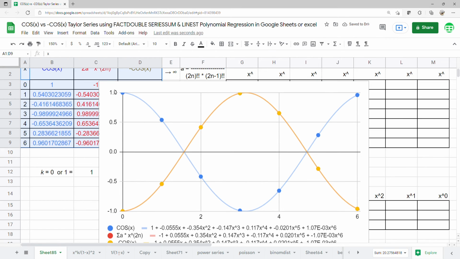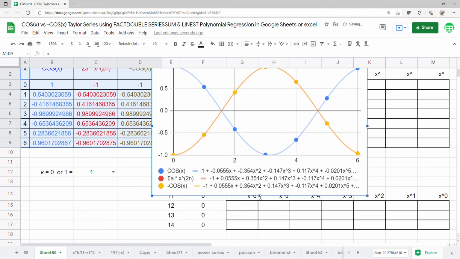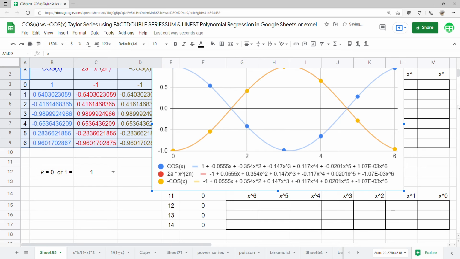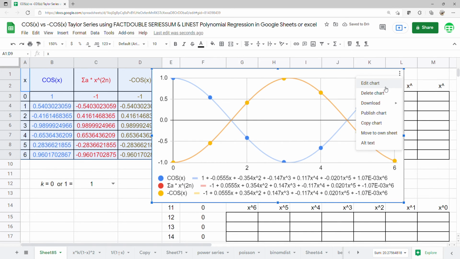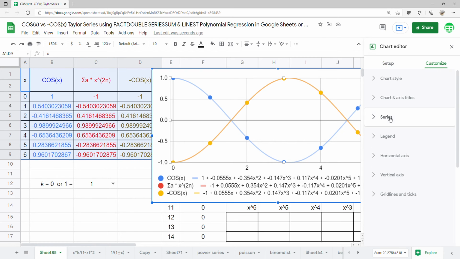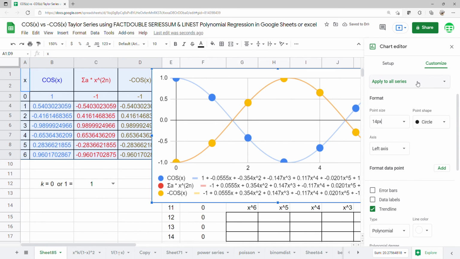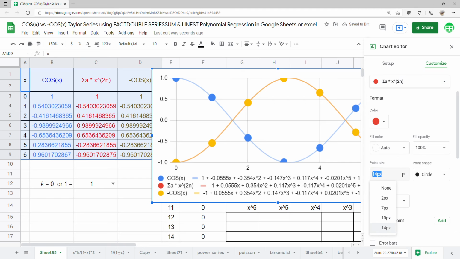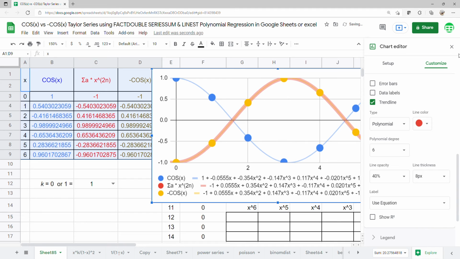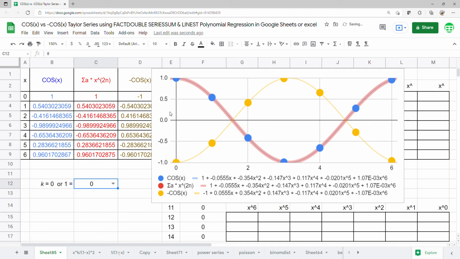And here's our trend line and polynomial of positive cosine and negative cosine and their expansion. We modify our chart to emphasize the points. So customize the series, the point size will be maximum. Except for the expansion, the point size will be none. But its line thickness will be maximum. Now we can toggle this 0 or 1.